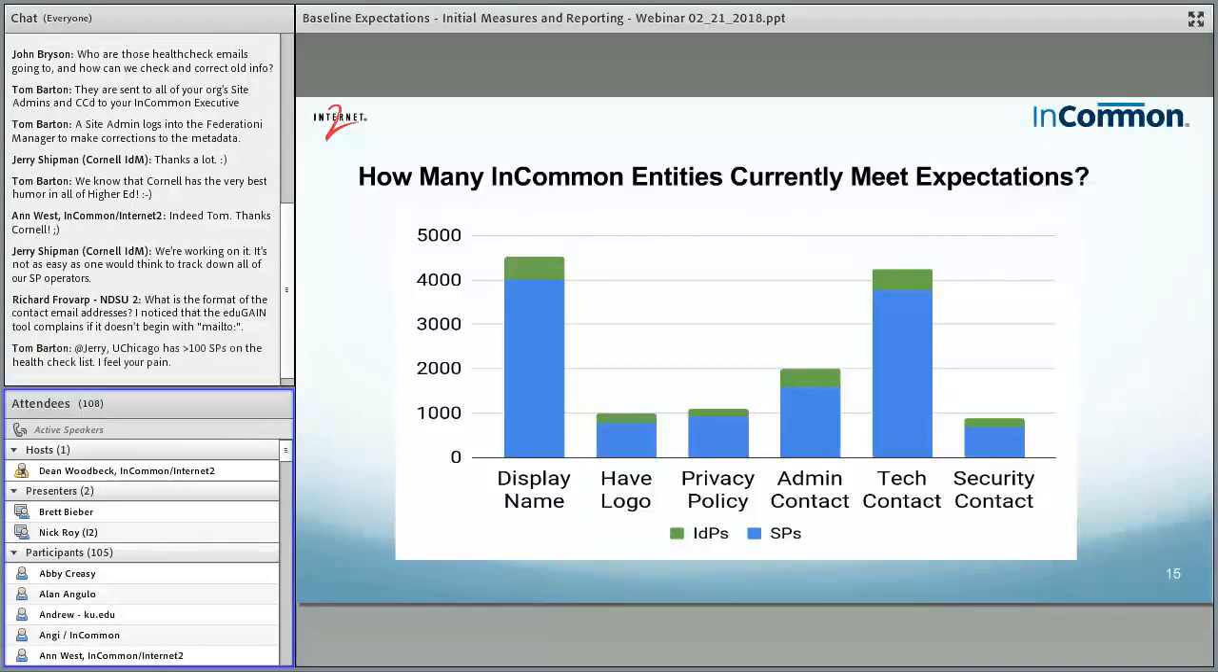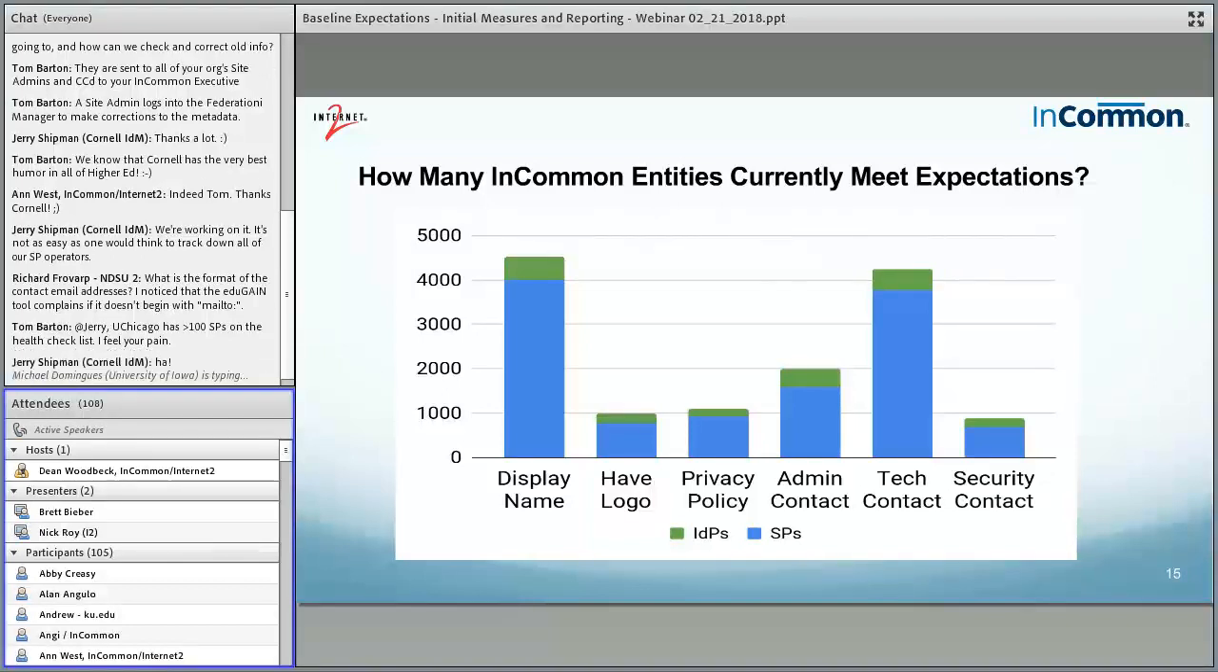So this here is a stacked bar chart, and for those of you who get confused by these things like I do, the way that it reads is we have the service providers in blue, the identity providers in green, and the results of both of them meeting each of those metadata elements are actually stacked one on top of the other. It's not layered behind, they're just stacked on top of each other. So in terms of the federation and how many entities, the InCommon Federation actually has about 4,100 service providers and just over 500 identity providers.